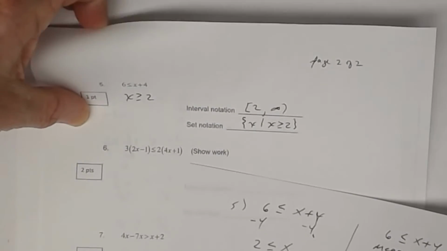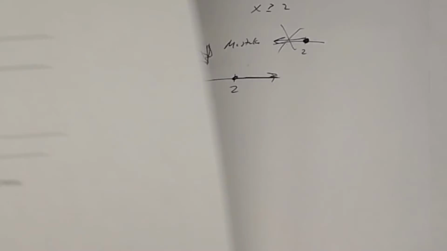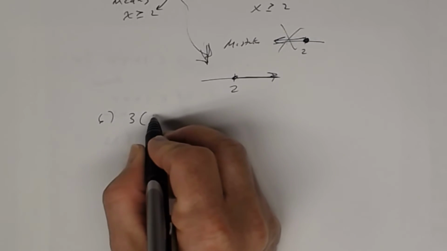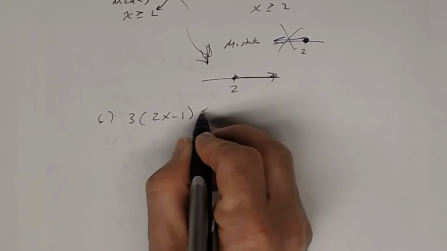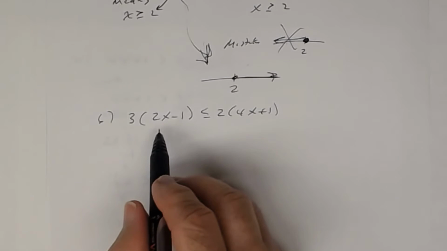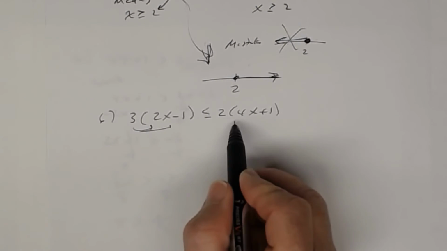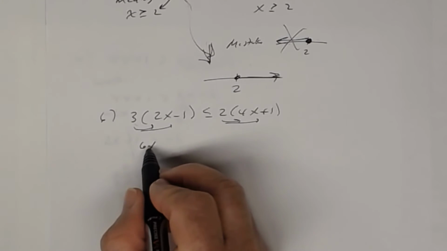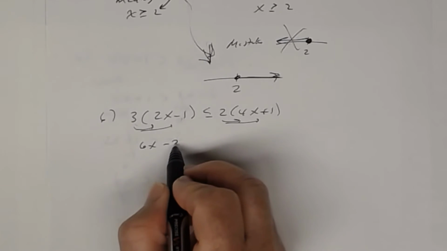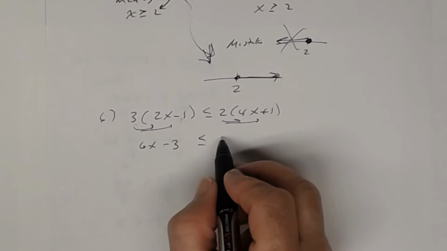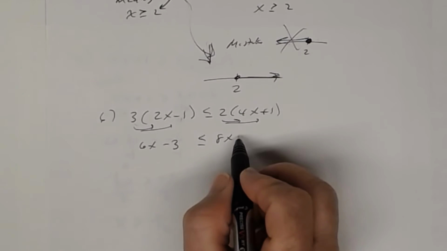All right, let's do number 6. So number 6, it says show work again here. We have 3 times 2x minus 1 is less than or equal to 2 times 4x plus 1, right? Okay, use the distributive property in both cases. I get 3 times 2x is 6x. 3 times a negative 1 is a negative 3. Is less than or equal to 2 times 4x is 8x, and then 2 times 1 is 2.